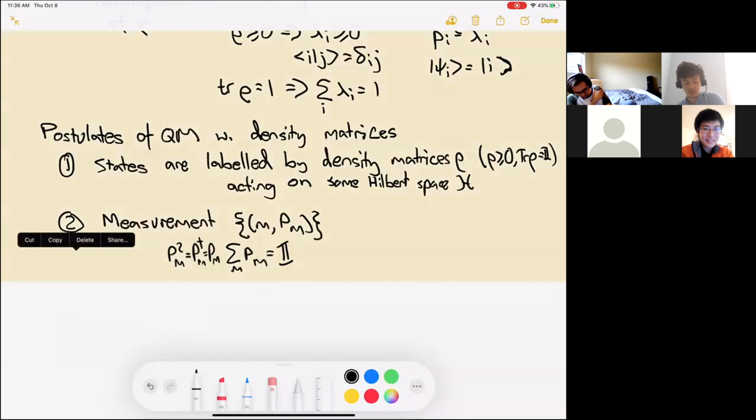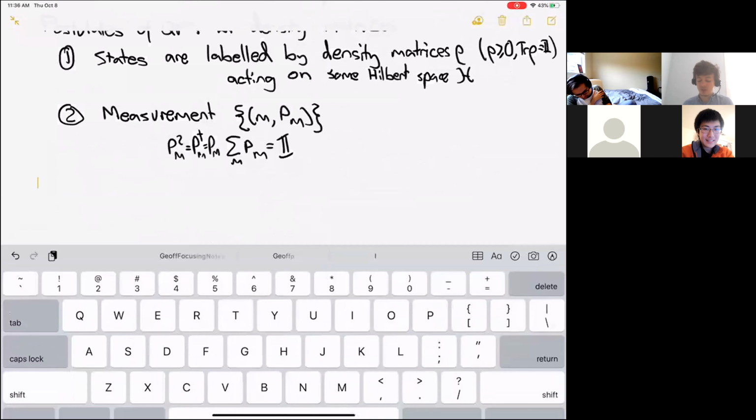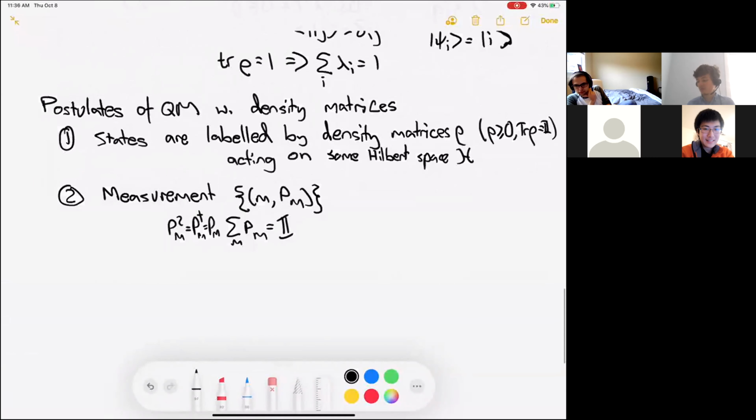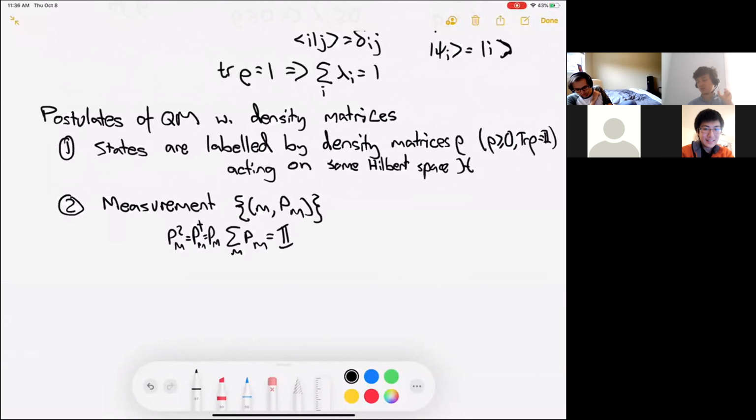Previously, we said that the probability of getting measurement outcome M was just given by bra psi, PM, ket psi. Now we're going to say instead that the probability of getting measurement outcome M is given by the trace of rho times PM.